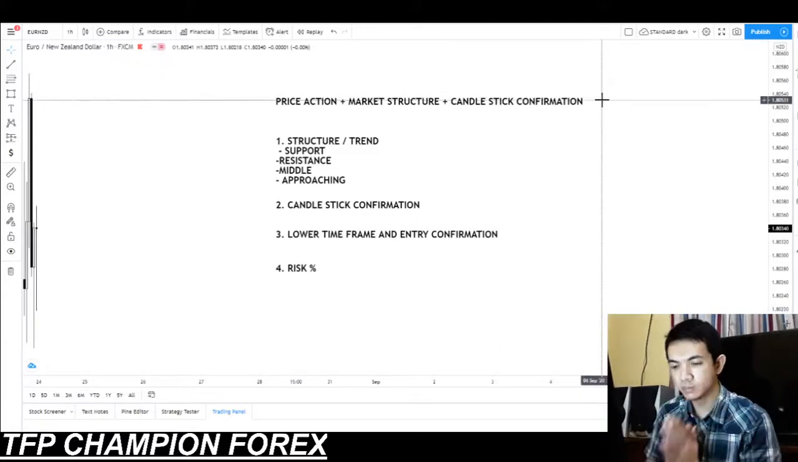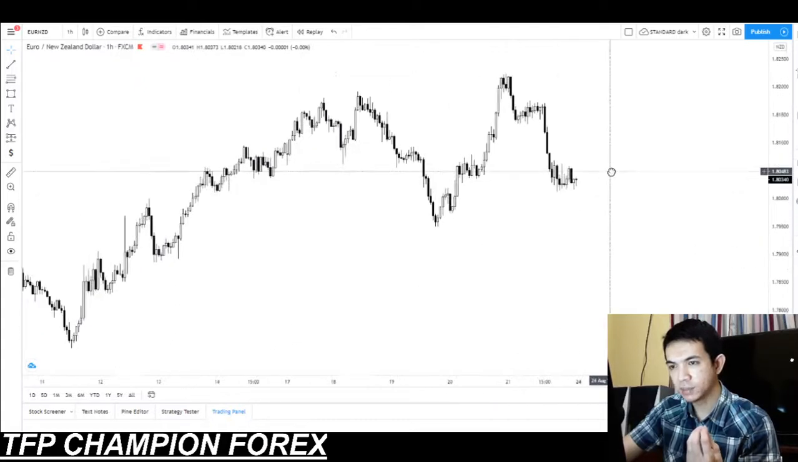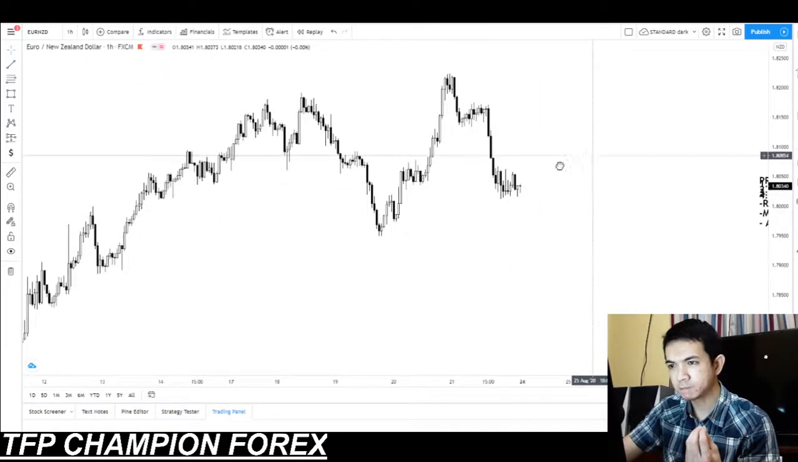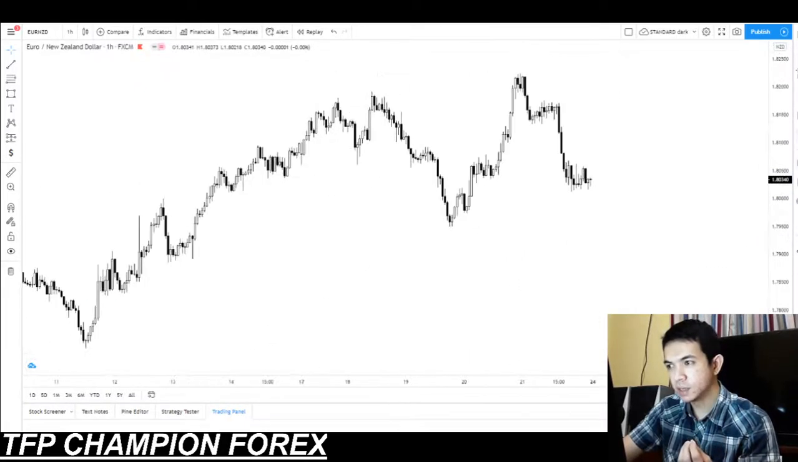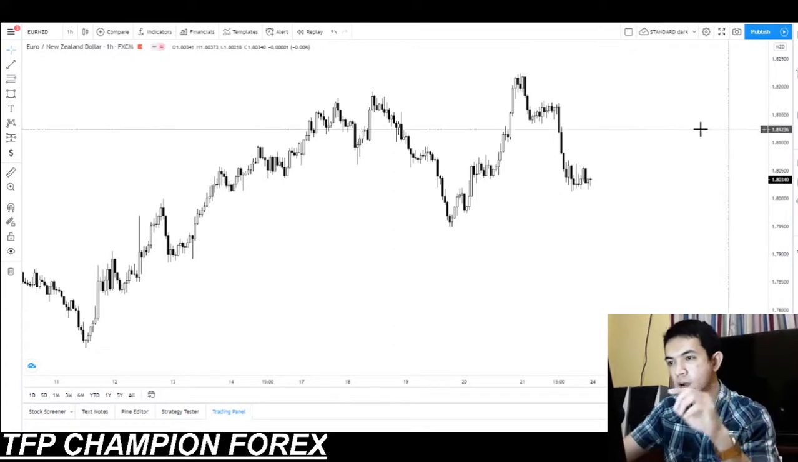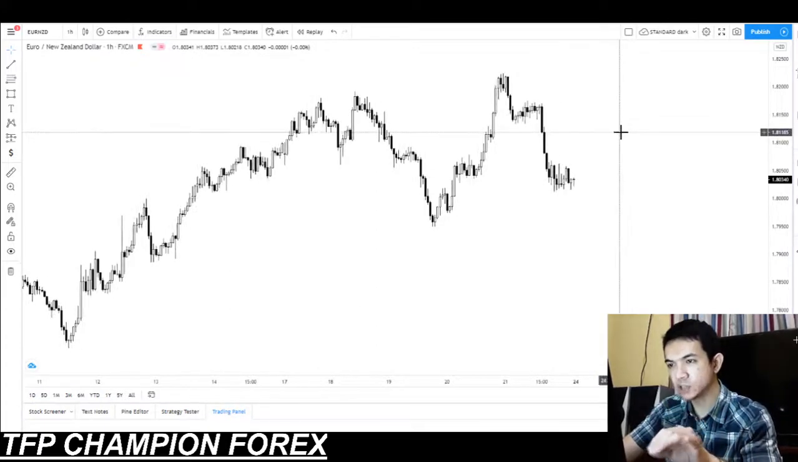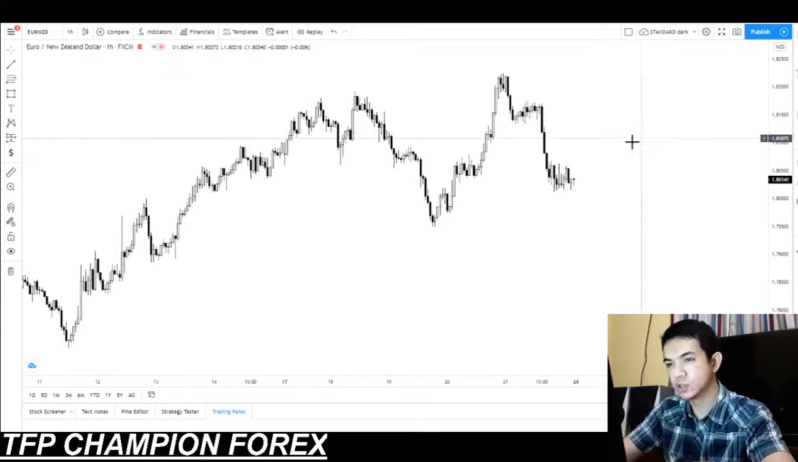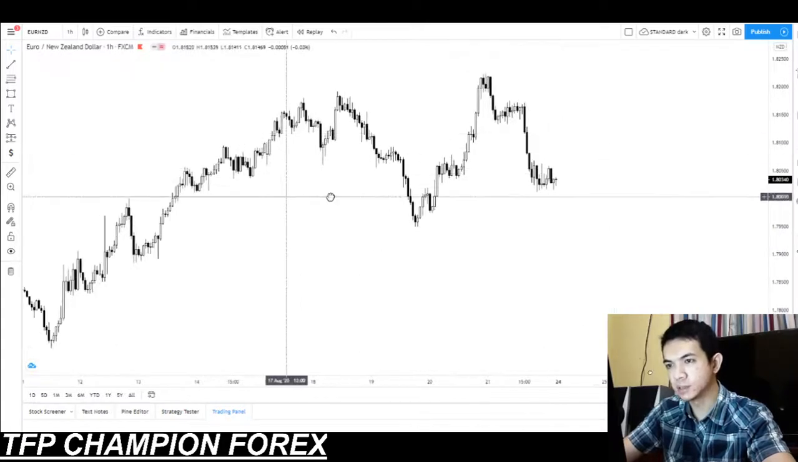So what I'm trying to say is the cleaner the chart is, the clearer your decision making will be, because you're only basing your decisions on price action and market structure. So it's all about the price, right?